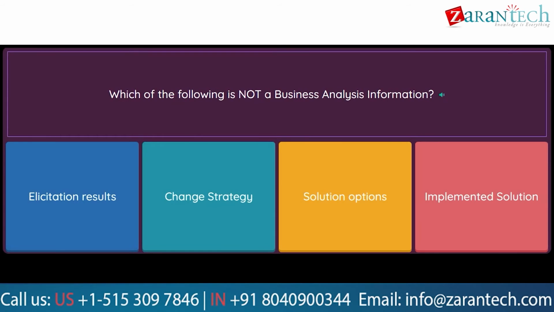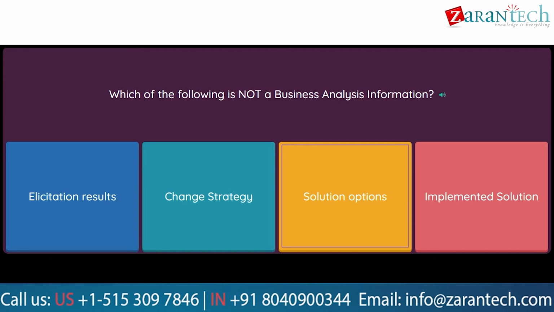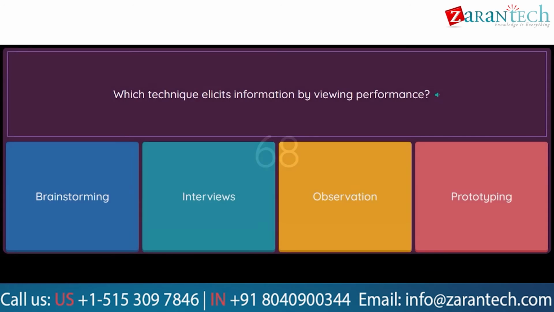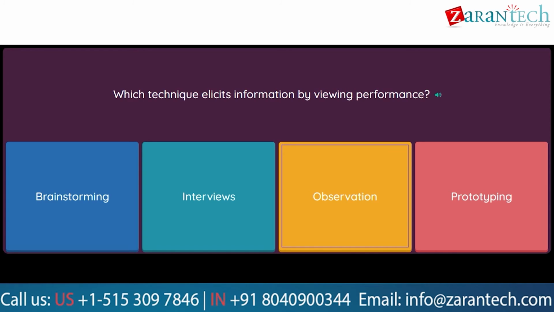Question: which of the following is not a business analysis information? Option 1, elicitation results. Option 2, change strategy. Option 3, solution options. Option 4, implemented solution. Question: which technique elicits information by viewing performance? Option 1, brainstorming. Option 2, interviews. Option 3, observation. Option 4, prototyping.